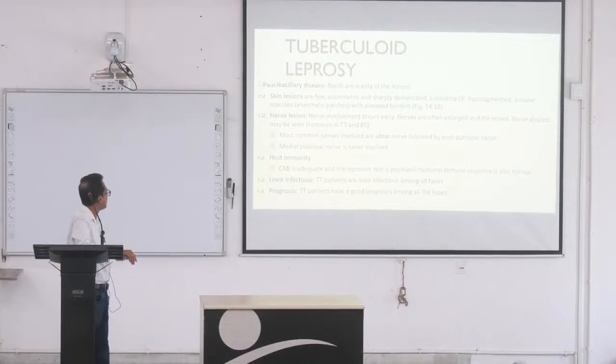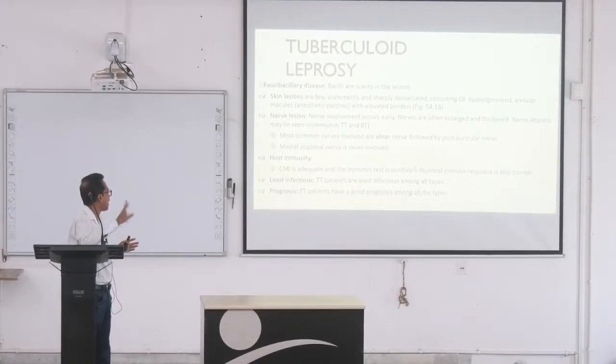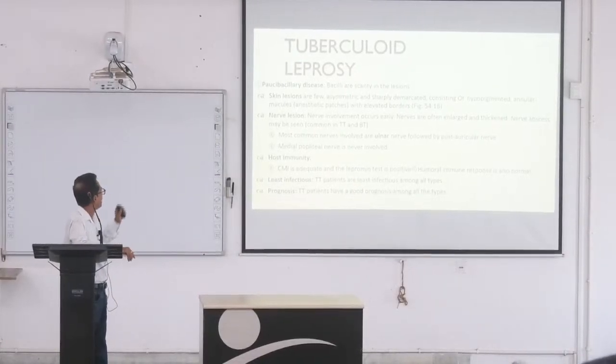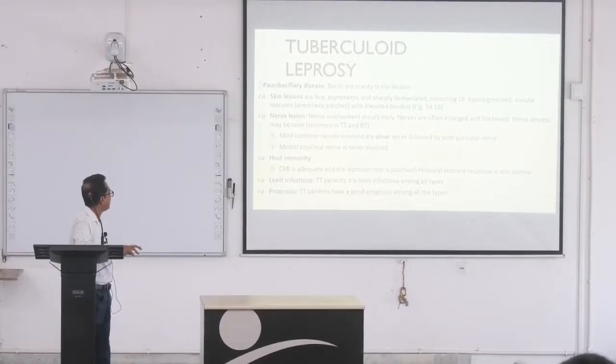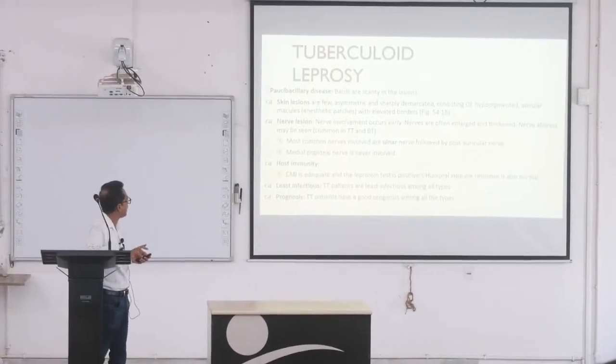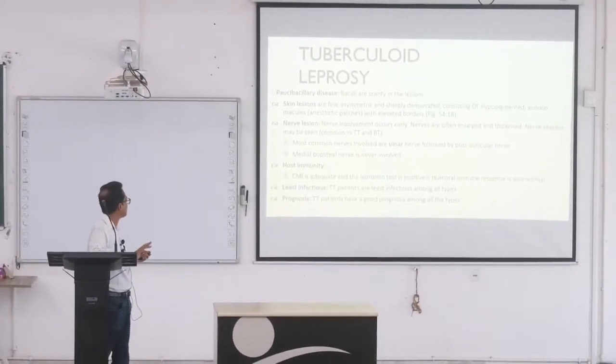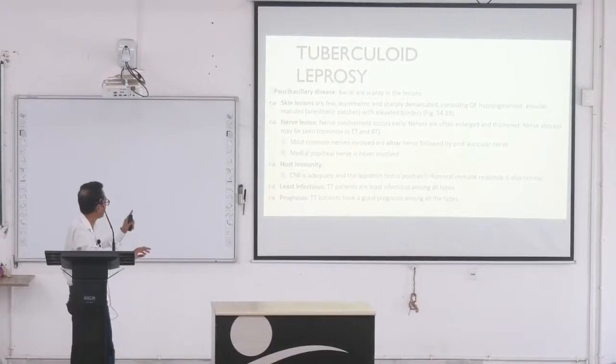Tuberculoid paucibacillary disease: bacilli are scanty, skin lesions are few, but the margins are asymmetric yet sharply demarcated. Nerve involvement occurs early. Nerves are often enlarged and thickened. Nerve abscess may be seen and CMI is adequate.